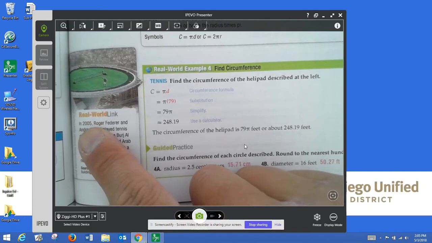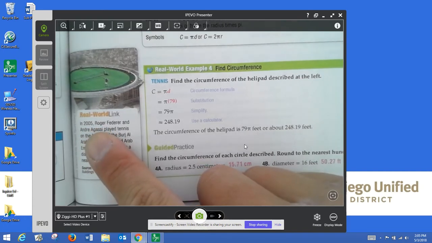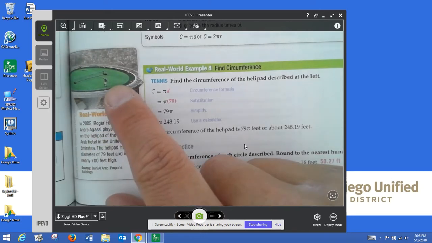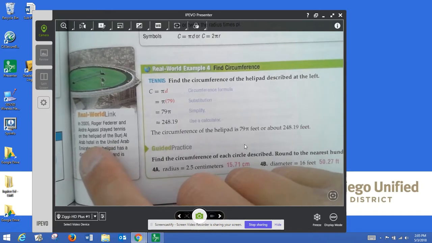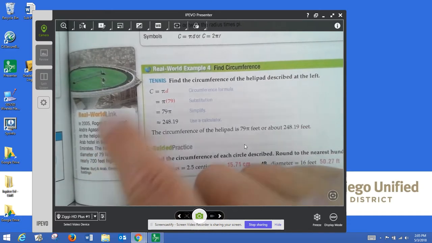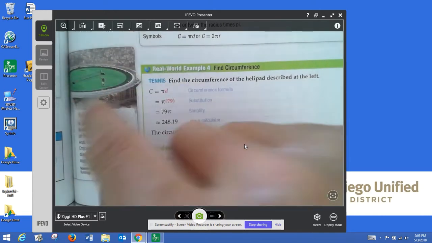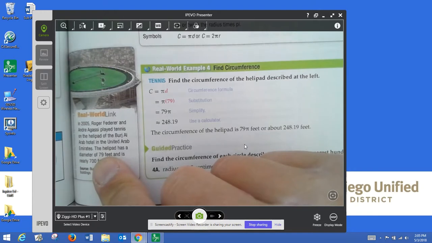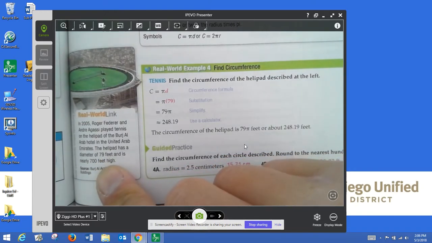In 2005, Roger Federer and Andre Agassi, who were the top 2 men's tennis players at the time, played tennis on the helipad. Incredibly dangerous. If you can see, there's no fence around there. I think they want to find the circumference of this guy right here, the actual circle that they can play in safely. Well, all they're given is the diameter, which is 79 feet, and the height, which is 700 feet high.